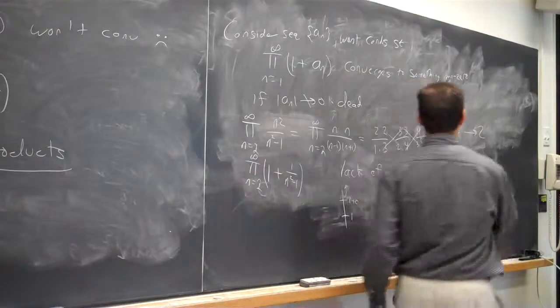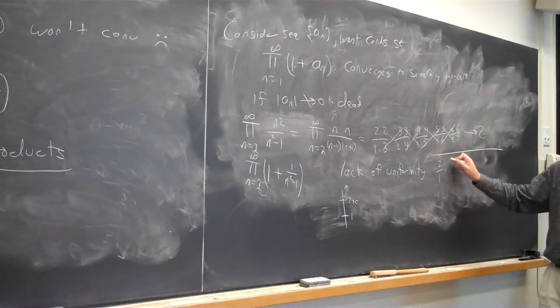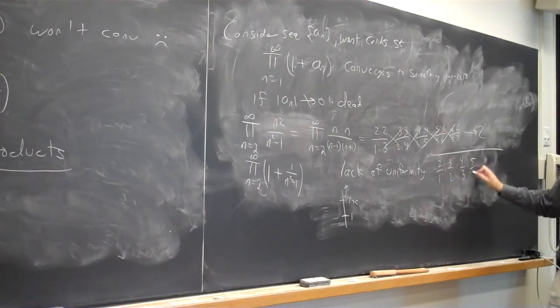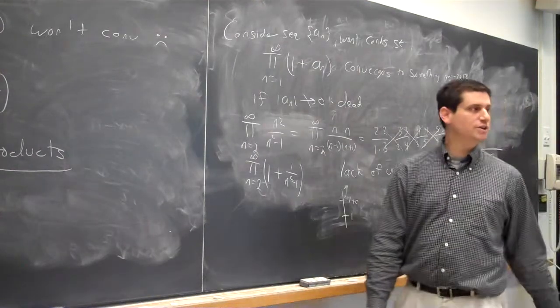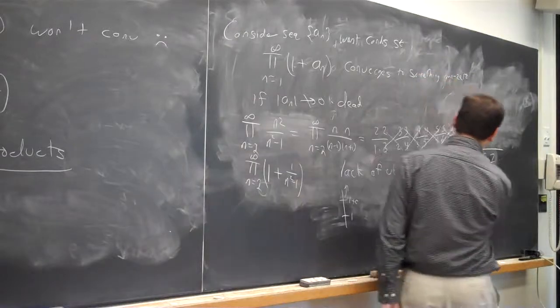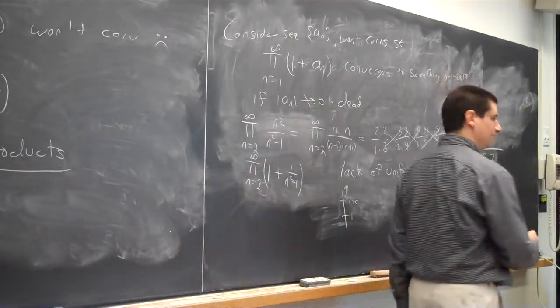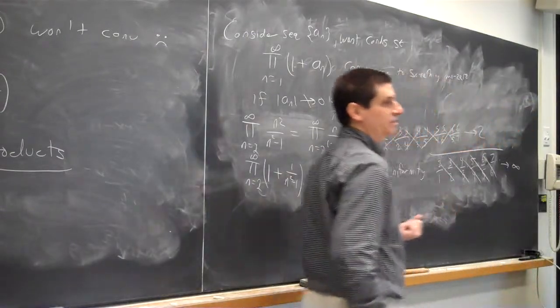It'll blow up. So in fact, the example I was originally giving, 2 over 1 times 3 over 2 times 4 over 3 times 5 over 4 times 6 over 5 times 7 over 6, dot dot dot. Each factor is getting closer and closer to 1. Now when I cancel, however, I see it goes off to infinity.